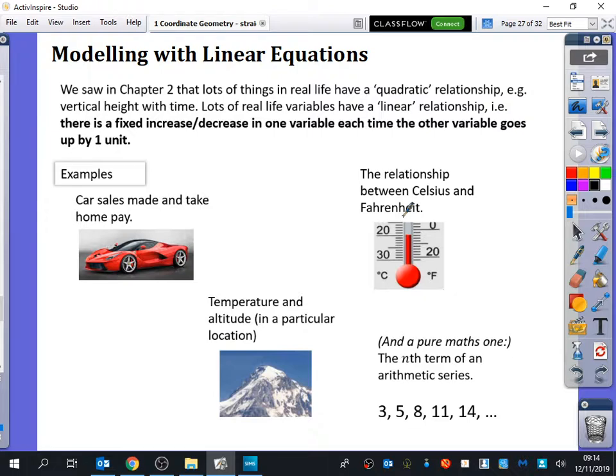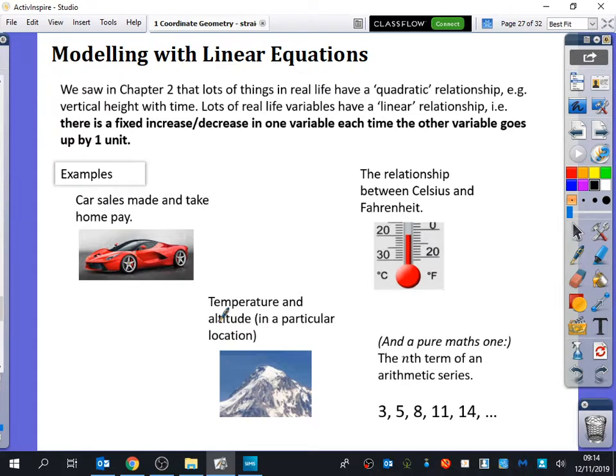I've also got an example to do with geography: temperature and altitude in a particular location. What does the word altitude actually mean? The height above sea level, how high up you go. What kind of relationship will there be between temperature and altitude? Yeah, the higher you go, the colder it gets. It may not be linear for the entire range, but for certain parts of altitude, there will be a linear relationship between those things.